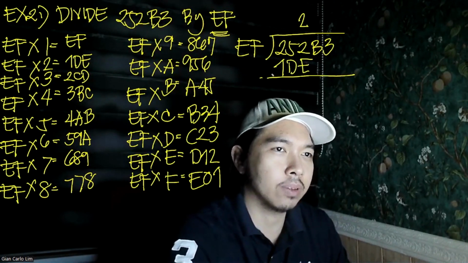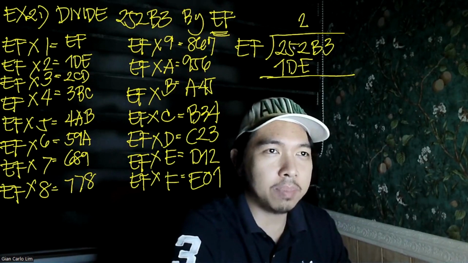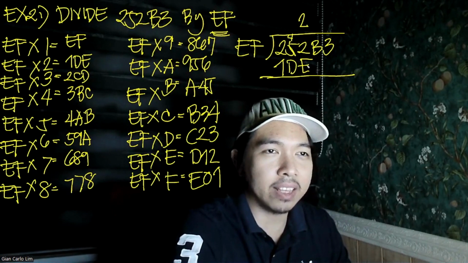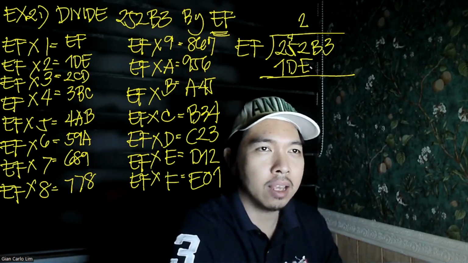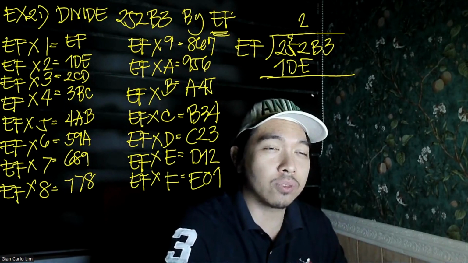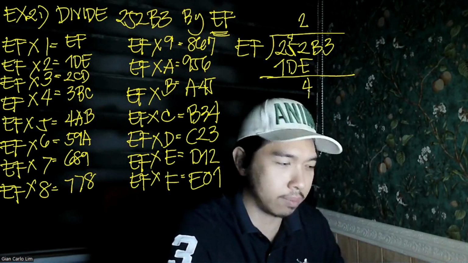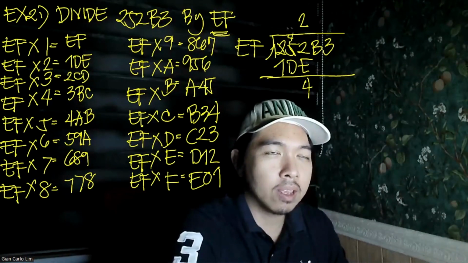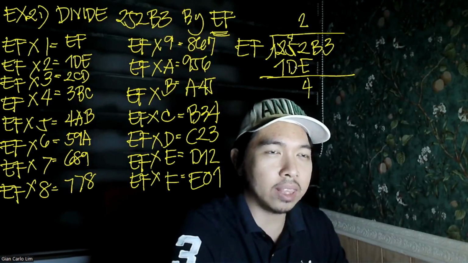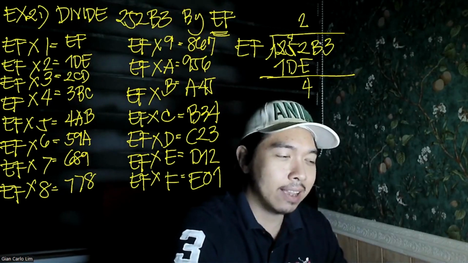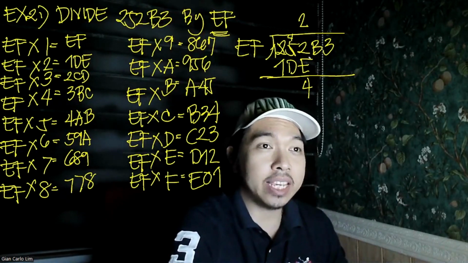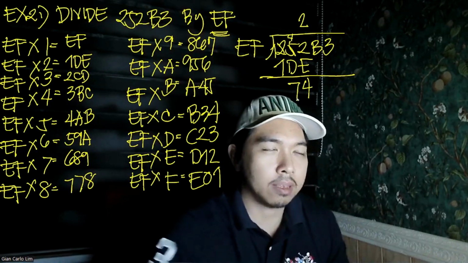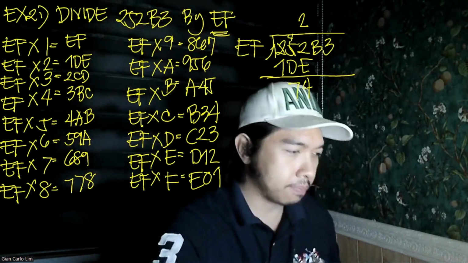And then subtract. Okay. 2 and E cannot be, so borrow 1, so 4. 2 plus 16 is 18. 18 minus the value of E, which is 14. So 18 minus 14, so that is 4. 4 and D cannot be, borrow 1. 16 plus 4 is 20. 20 minus D, and D is 13. So 20 minus 13 is equal to 7. And then bring down B.